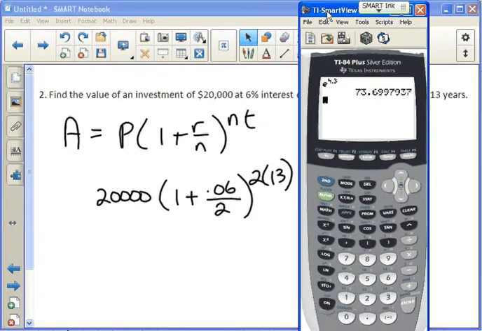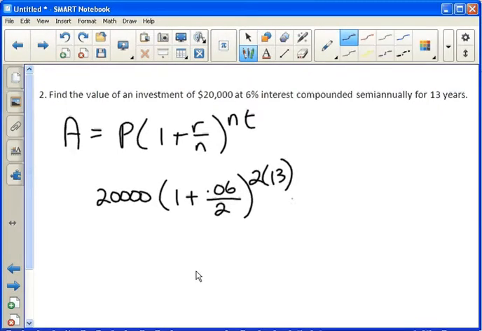So 20,000 times 1 plus 0.06 divided by 2 raised to 2 times 13. Giving us $43,131.83. When it's money, always just round to the nearest penny. So $43,131.83.